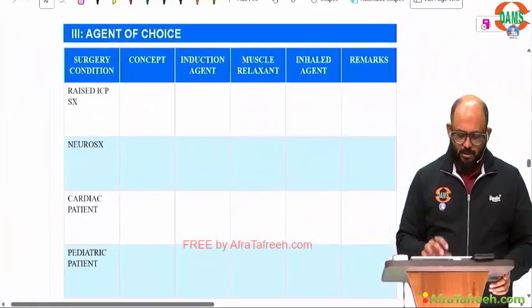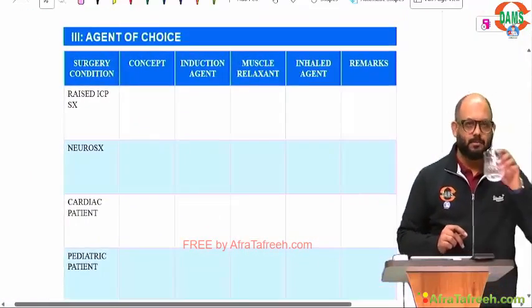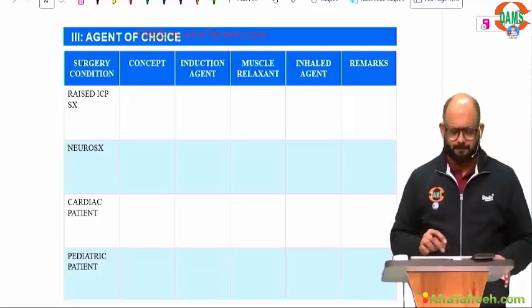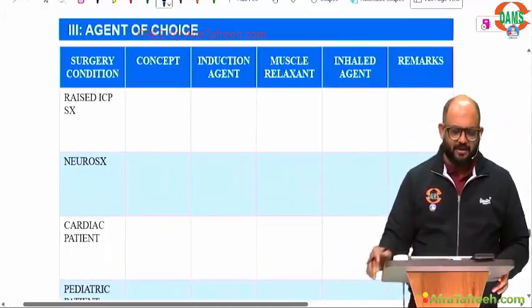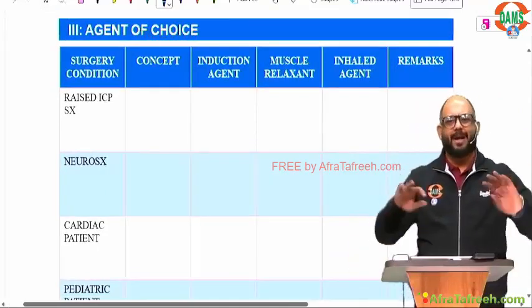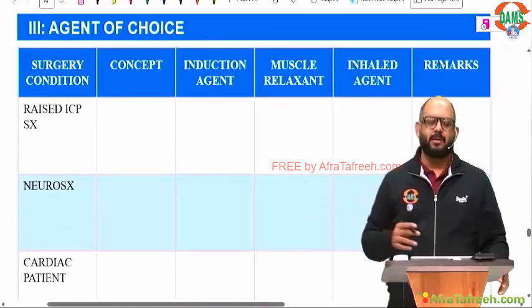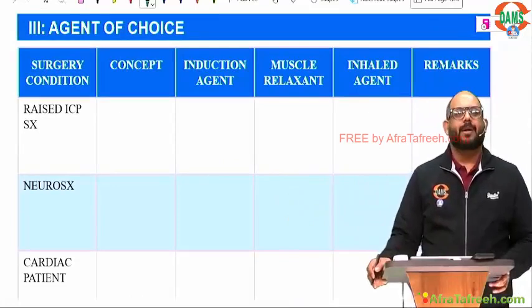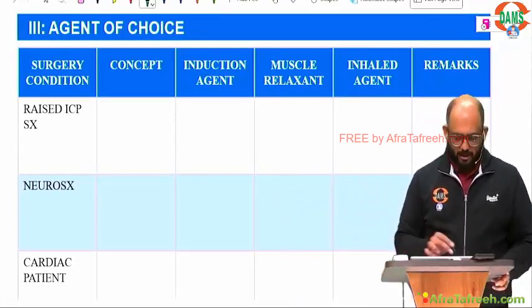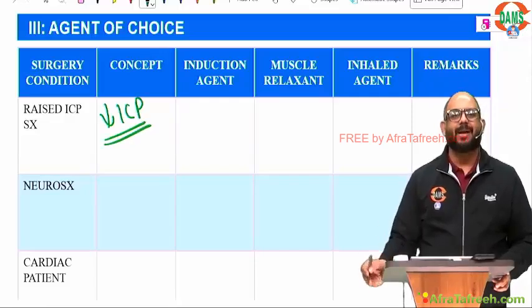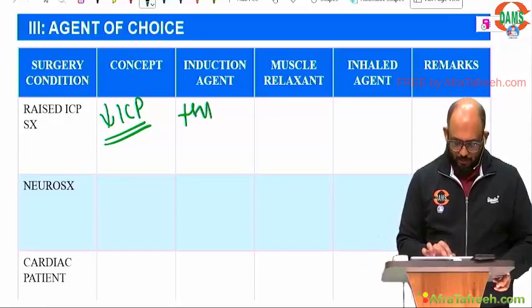Next, let's talk a little bit about anesthetic drugs. I told you, integration. We can't keep on discussing everything about every drug. So let's try to apply it to remember. I am giving you a surgical condition. We will discuss the concept and the agents of choice. Raised ICP. What is the concept? You want to decrease the ICP. That is the concept. Induction agent of choice, thiopentone. Why? Because it has maximum decrease in ICP.